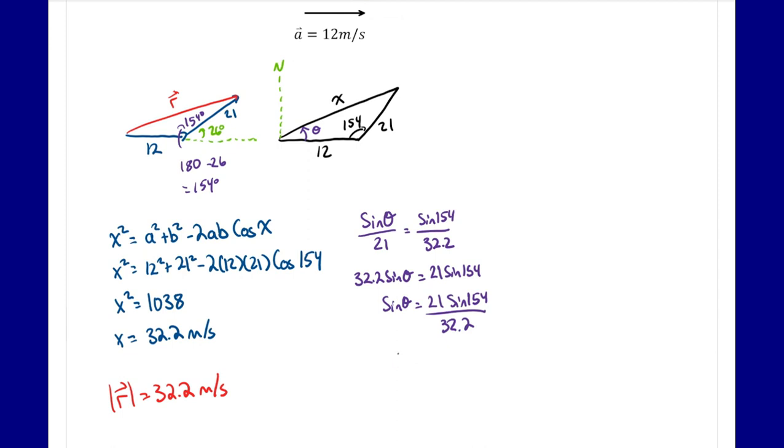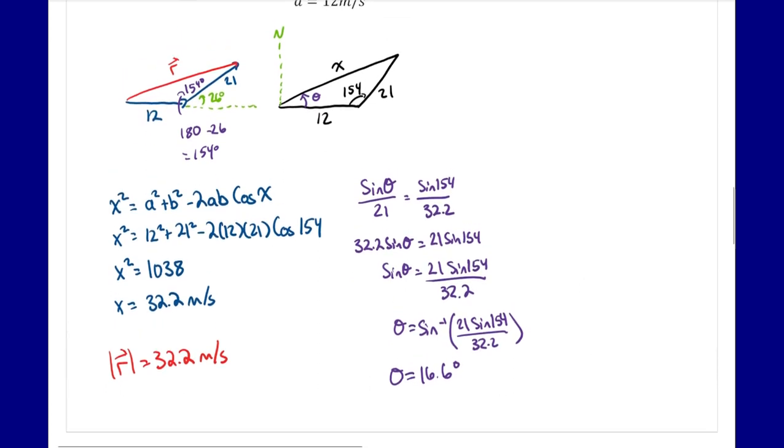Then we can get theta by itself. So we get sine inverse of all of this, 21 sine 154 divided by 32.2. And we get theta is equal to 16.6 degrees. So now we know this angle here. We know this angle now is 16.6 degrees. So we could use that to figure out the magnitude.